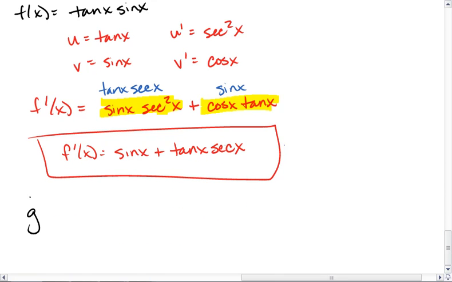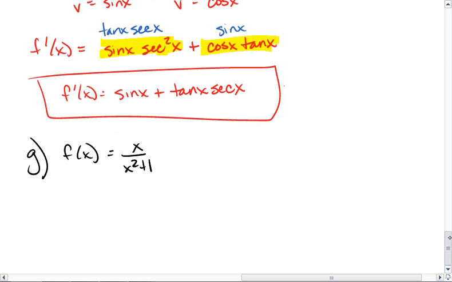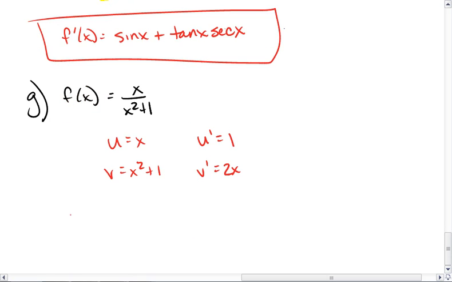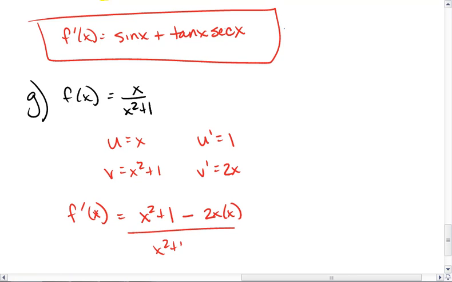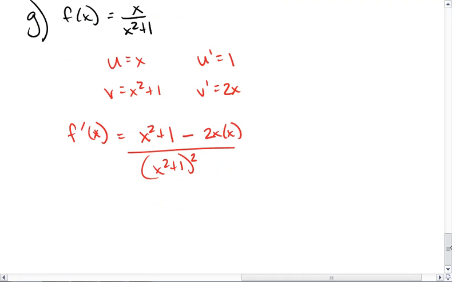Okay, for g, I'm given f of x equals x over x squared plus 1. I want to use my quotient rule. I separate out the numerator and the denominator. I use my quotient rule and find that f prime of x equals 1 times x squared plus 1 minus 2x times x all over x squared plus 1 squared.